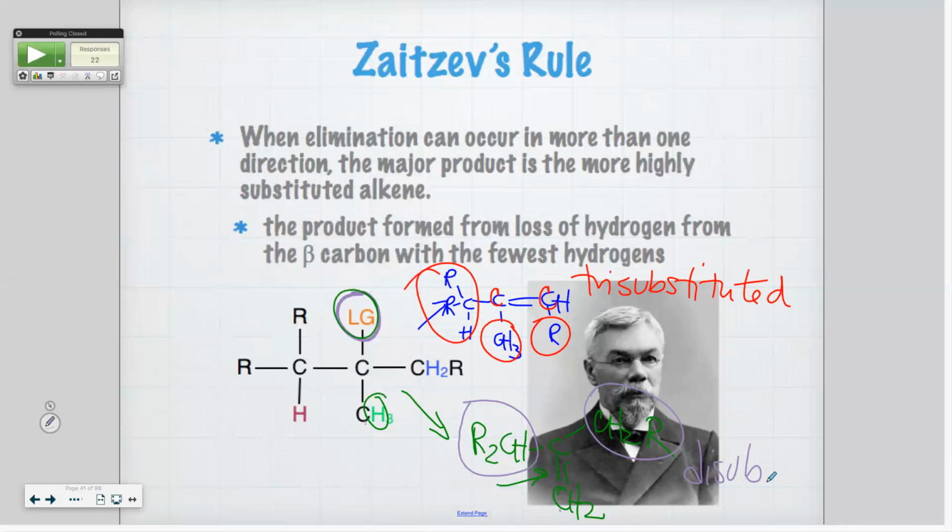Okay, now we're going to do the other side. I guess I'll use red. That's the closest I got. So I'm going to lose this and that. What am I going to get? I'm going to have R, C, double bond, C, CH3, CH2R. So how many R groups are on that double bond?